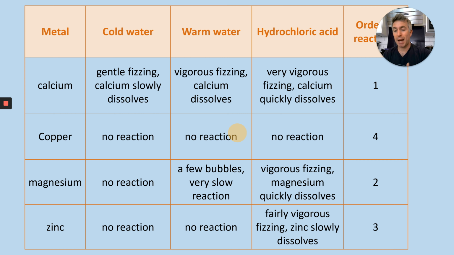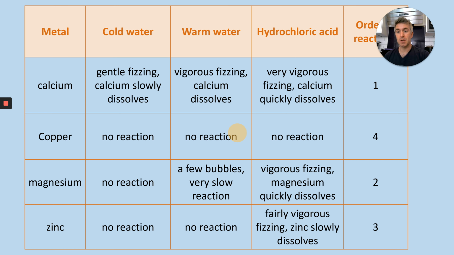If we compare magnesium and zinc, because zinc's less reactive, it doesn't do any reaction with water at all. So for cold water, no reaction. For warm water, no reaction. For hydrochloric acid, it does fizz, slowly fizzes, and then it dissolves. For magnesium, you put it with acid, it does fizz quite vigorously, quickly dissolves, and it will react if you put it with just water. Some bubbles, but the reaction is quite slow.